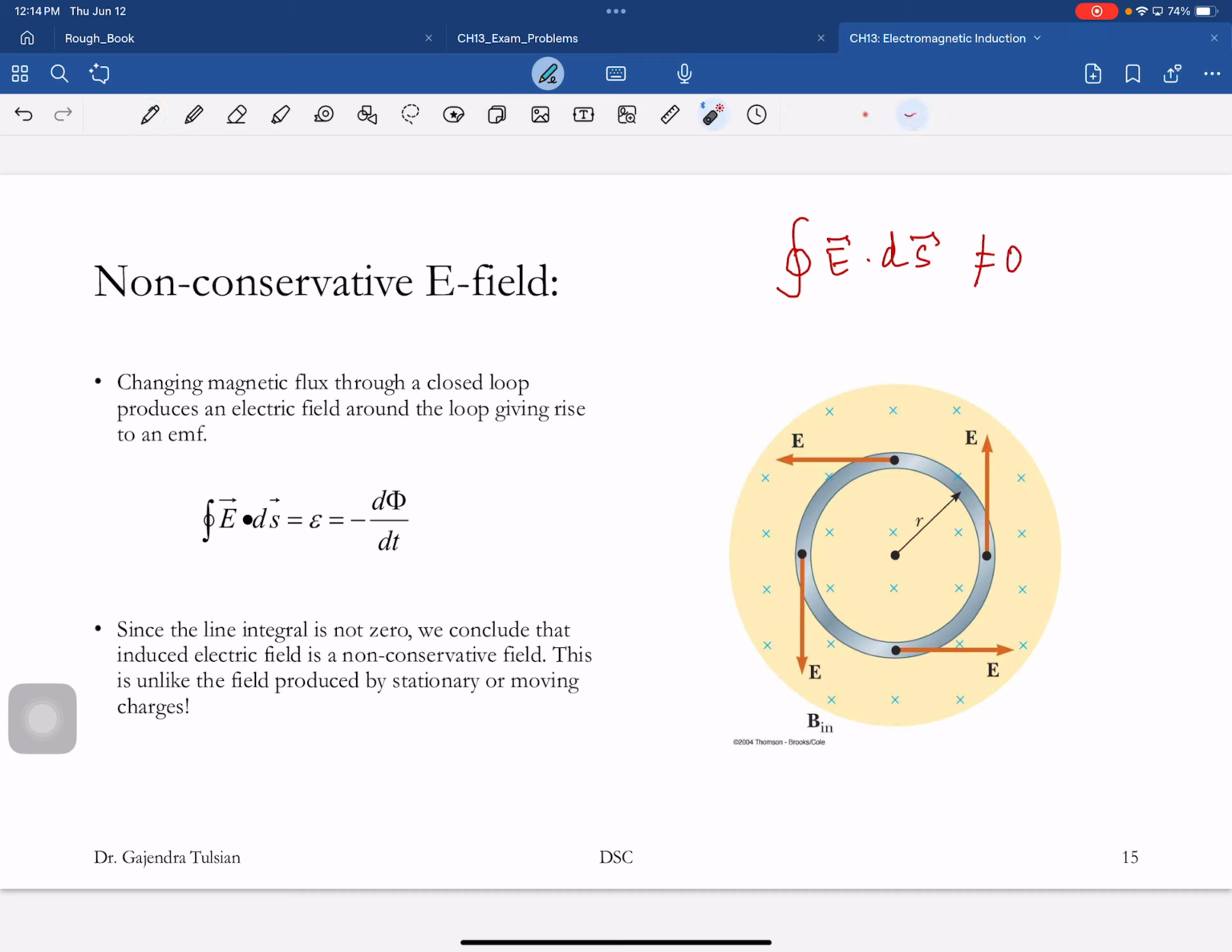If you increase the magnetic field in this direction into the sheet, you'll have an induced electric field like this, and the line integral of this electric field is non-zero. The nature of this electric field is different than the nature of the electric field produced by these charges. For that electric field, the line integral is 0.